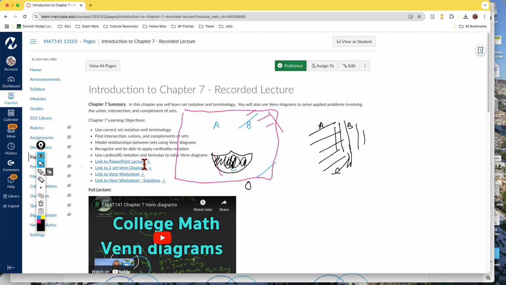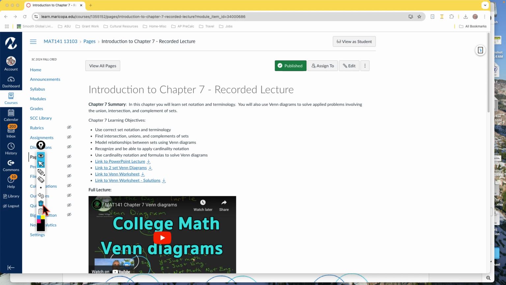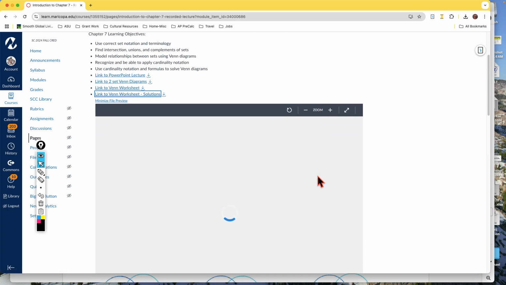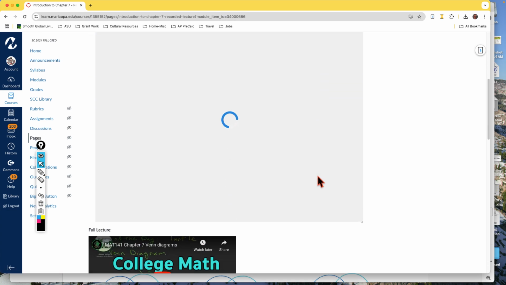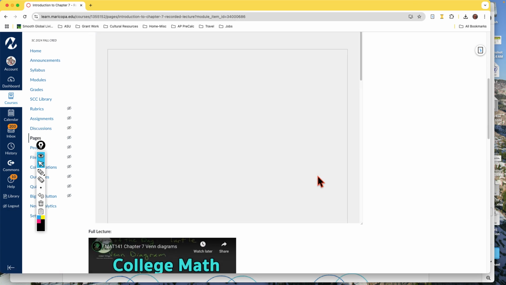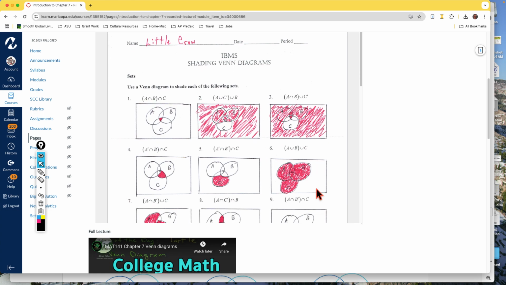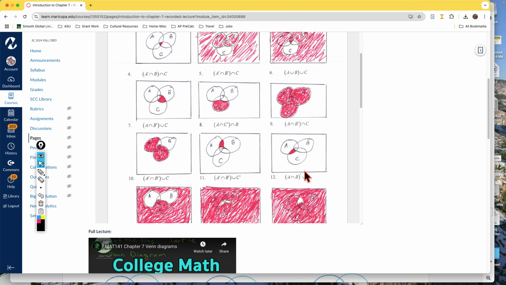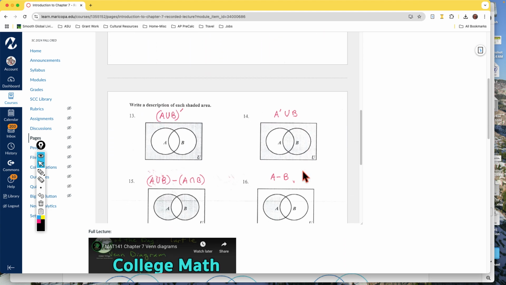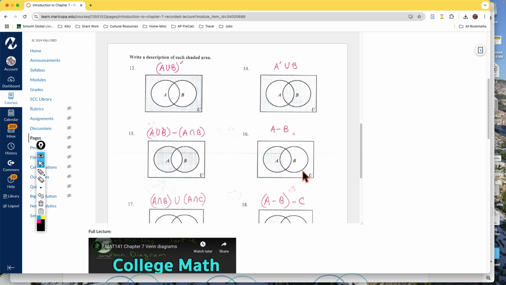If we come back here, link to Venn diagram worksheet solutions. Let's see, I'll just pull them up here. It's been a while, so I've gone through and done the shading, so you can sort of double check. We did these, and we did number 5. Here it is. This is what the result is. So you can do a check, but again, I encourage you to look at them on your own.